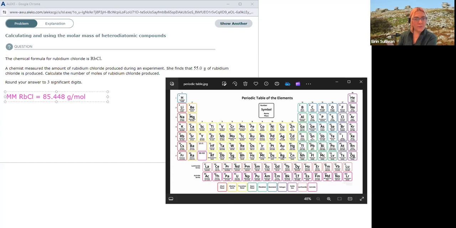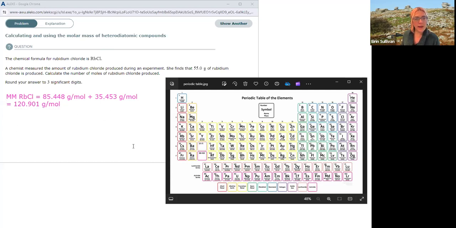And there's 1 rubidium to every 1 chlorine in this compound. So chlorine is 35.453 grams per mole. So add those together. I'll get my trusty 10th grade calculator. 85.448 plus 35.453, and that is 120.901. Obviously, if you were doing this in the ALEKS program, you should be using the ALEKS data, because otherwise you may get different numbers of sig figs, but I've just got this periodic table here.